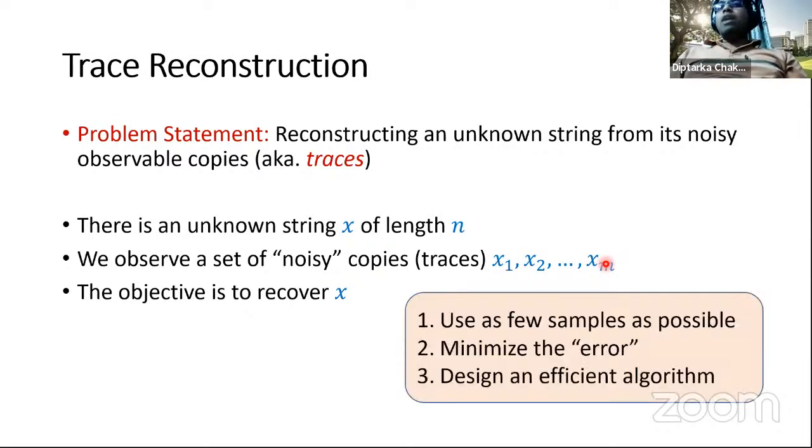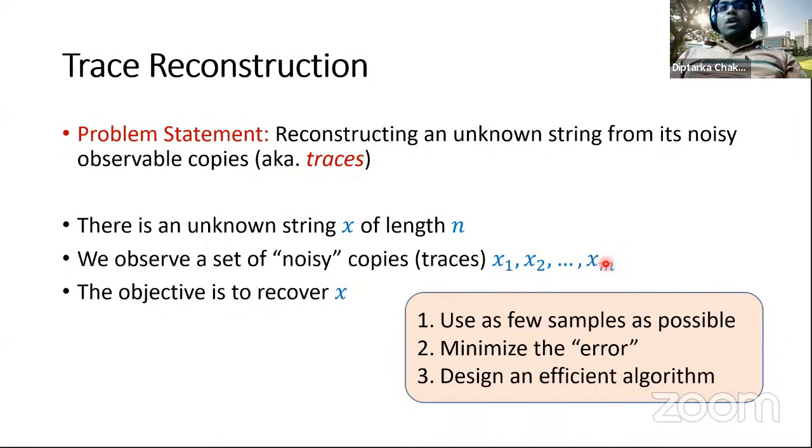First of all, we want to use as few samples as possible. Second, we want to minimize the error while recovering x. And third, of course, we want the reconstruction procedure to be as efficient as possible.